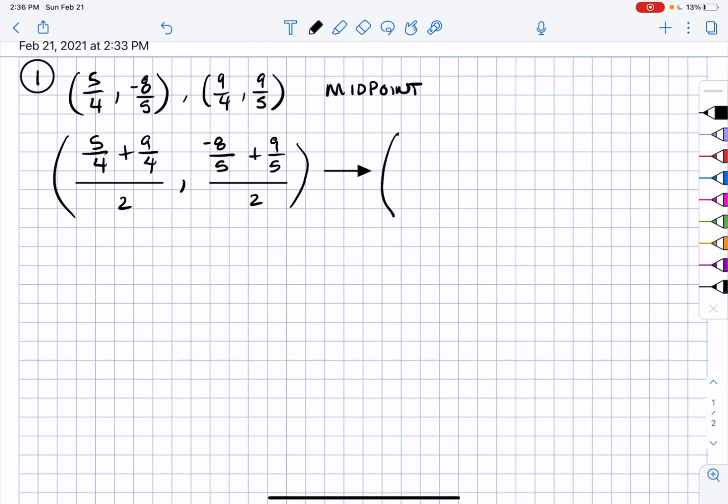Well, 5/4 plus 9/4 gives me 14/4 divided by 2. And then negative 8/5 plus 9/5 is 1/5, and take that and divide it by 2. Okay. And 14/4 can reduce to 7/2.